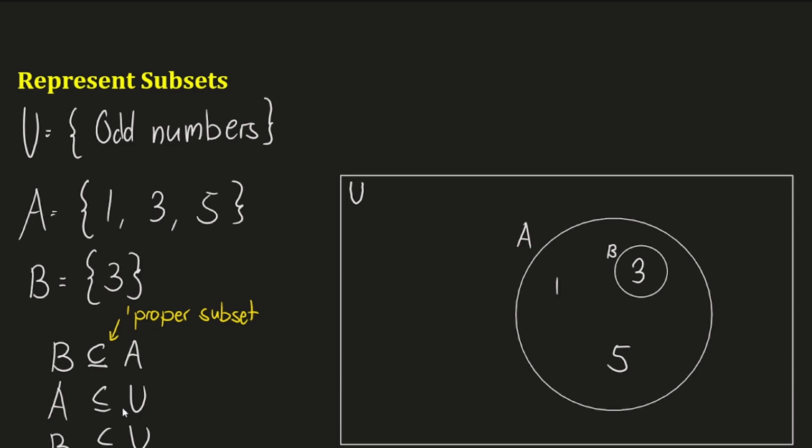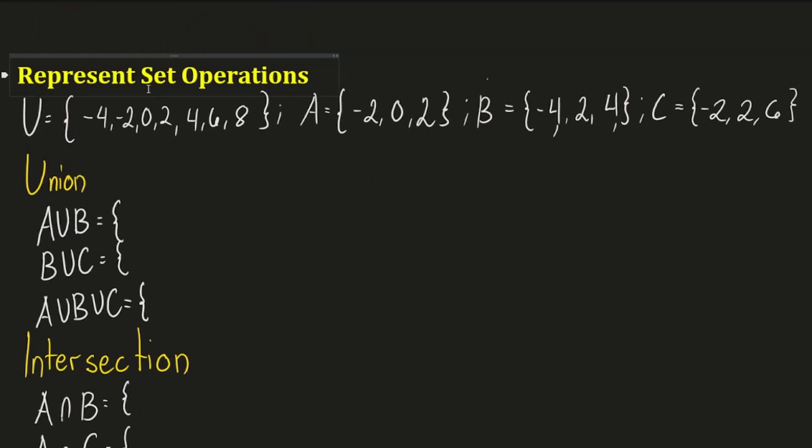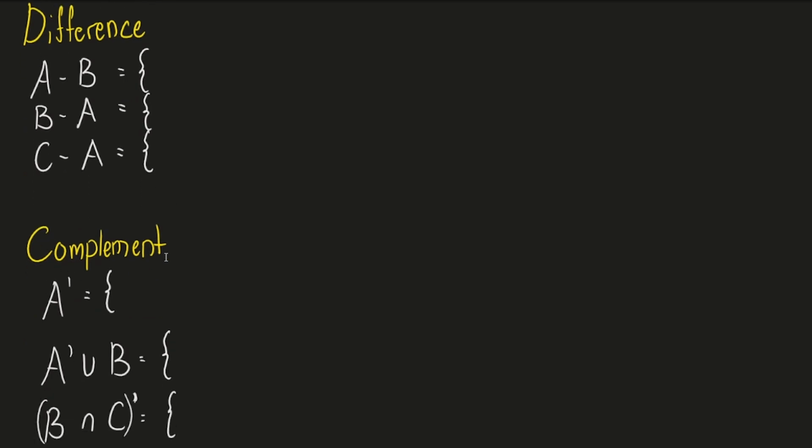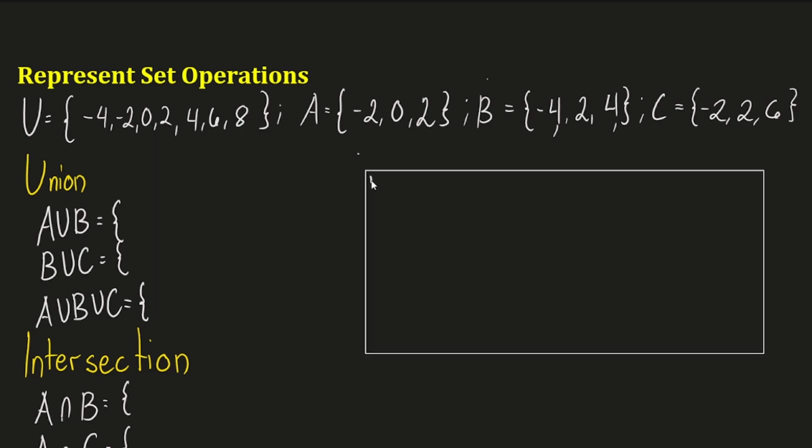Let's go on now to the bulk of this video, which is to represent set operations using Venn diagram. So you have, of course, the union, intersection, the difference, and complement. We have a given right here. So instead of saying even numbers and odd numbers, I'm just going to bound it between -4 and 8, and all of them are even numbers. So let's draw our Venn diagram. A rectangle right here, label it as U, a circle here, label it as A. Then let's put the elements of A here. So we have 2, -2, 0.